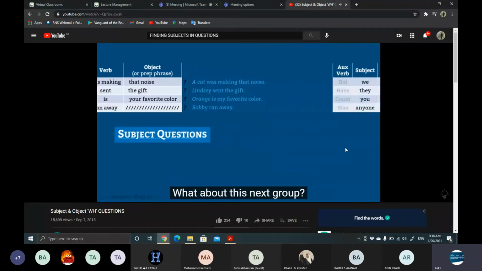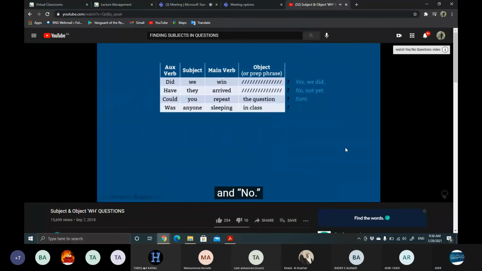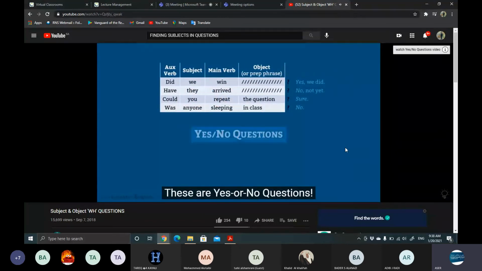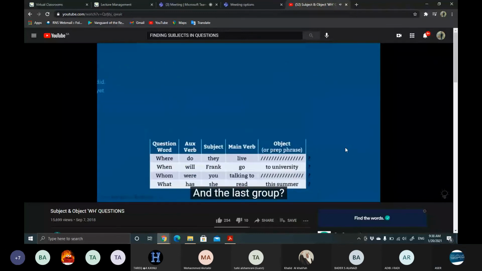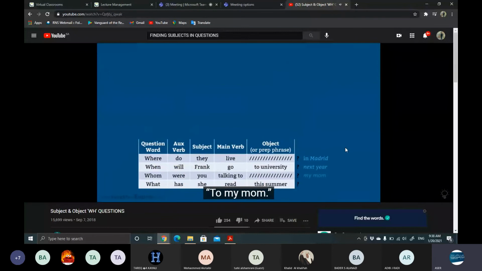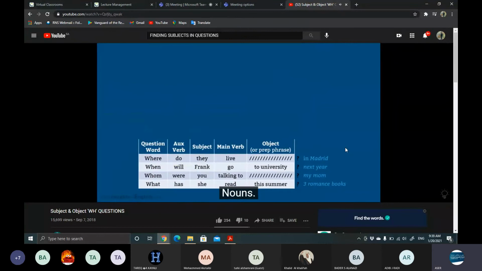What about this next group? Some answers might be, yes, we did. No, not yet. Sure, and no. Okay, this group should be easy. These are yes or no questions. Very good. And the last group? In Madrid, next year, to my mom, 3 romance books. Okay. Some of these are in prepositional phrases, but the important words are what? Nouns. Objects. Excellent. So these are object questions.